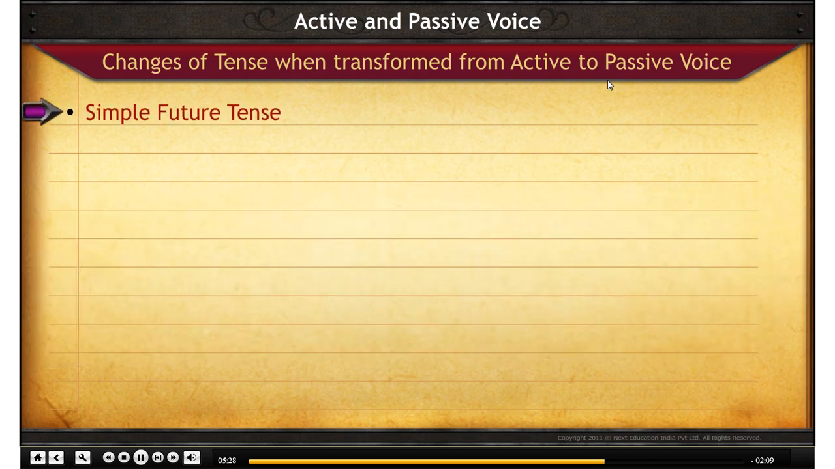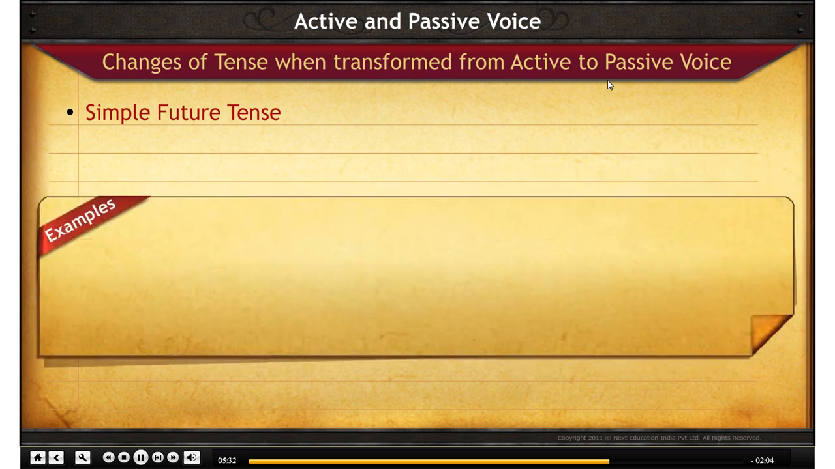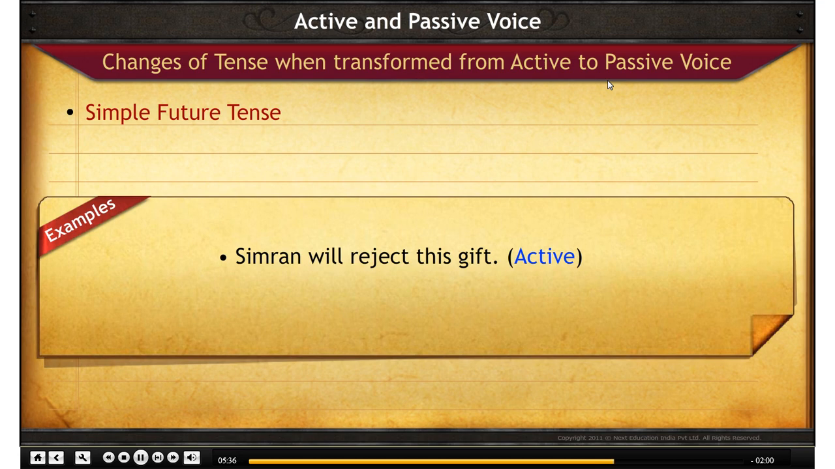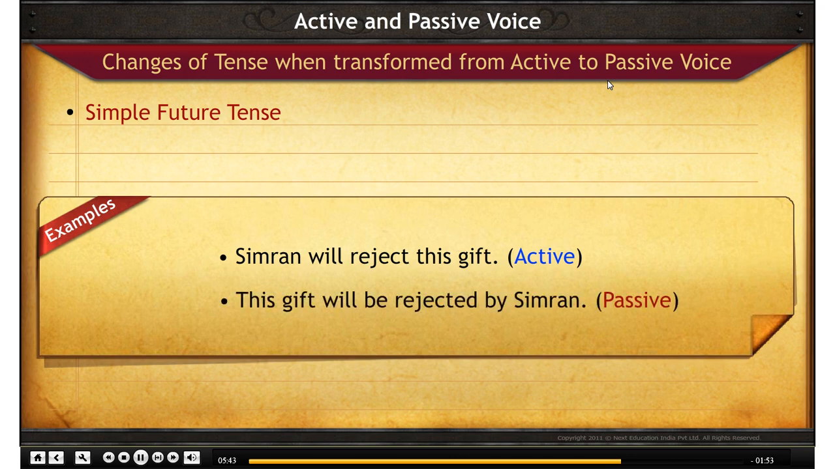Now, simple future tense. For example, Simran will reject this gift is in active voice. When this is changed into passive voice, it becomes this gift will be rejected by Simran.